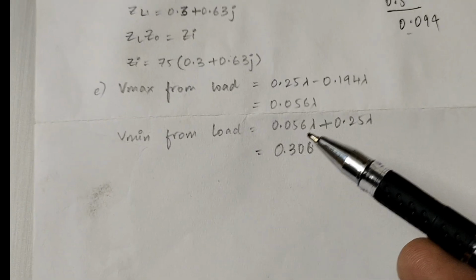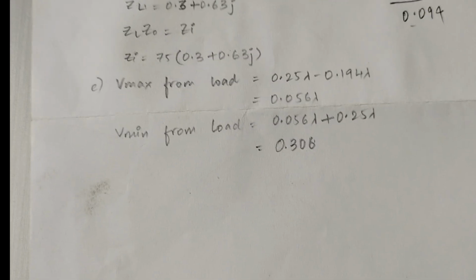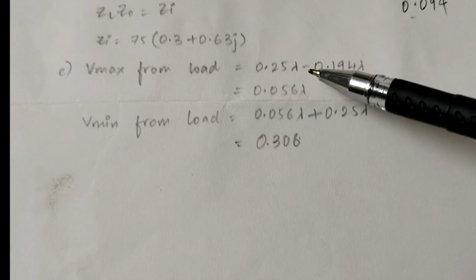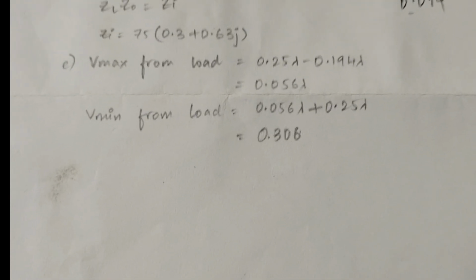Vmin from the load is 0.056. How did I get this 0.056? Let me explain. This 0.056, we get it when we find Vmax from the load. When you add Vmax plus 0.25 lambda, you get Vmin. This is the solution of the question given.